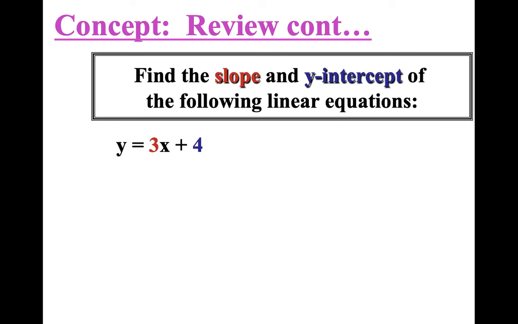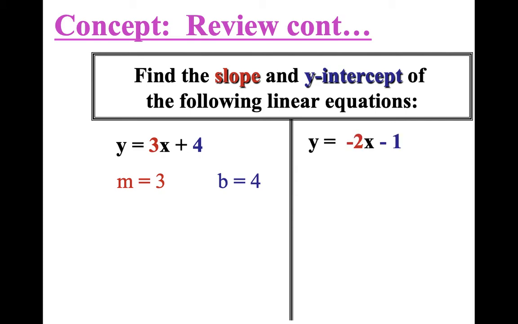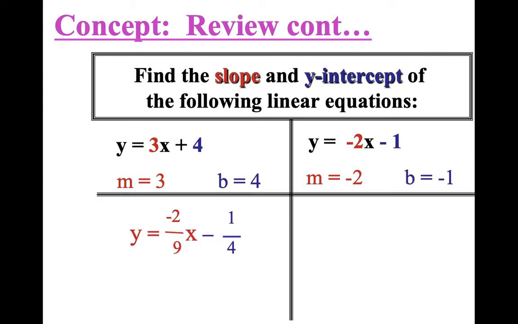So let's look at a few of these. Let's find the slope and y-intercept of the following. Now first we check both are equal to y. So we're good there. So it's 3x plus 4. The slope is going to be 3, and the y-intercept is going to be 4. Here, y is all by itself, so y is equal to negative 2x minus 2. So the slope is negative 2, and the y-intercept is negative 2.